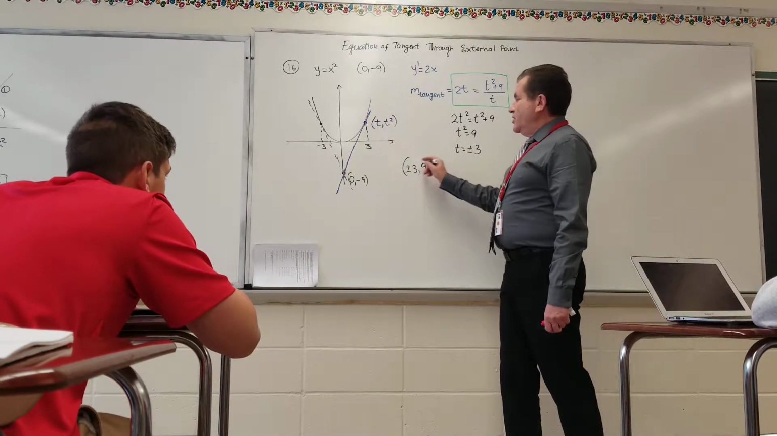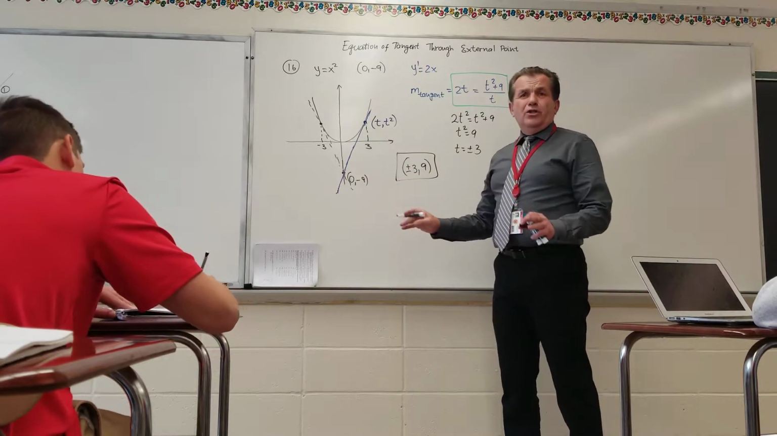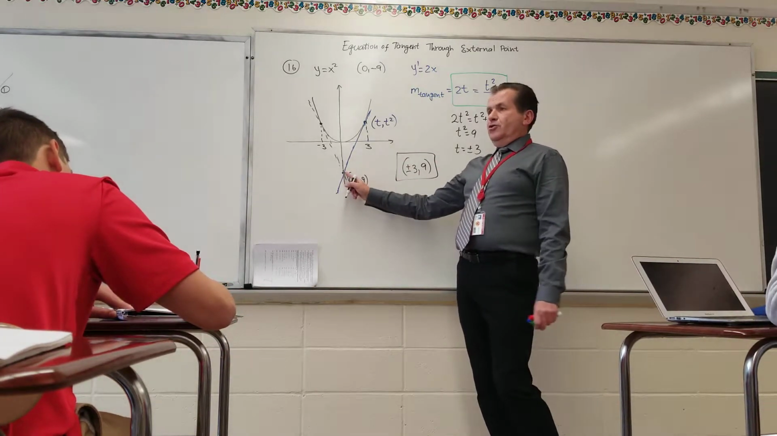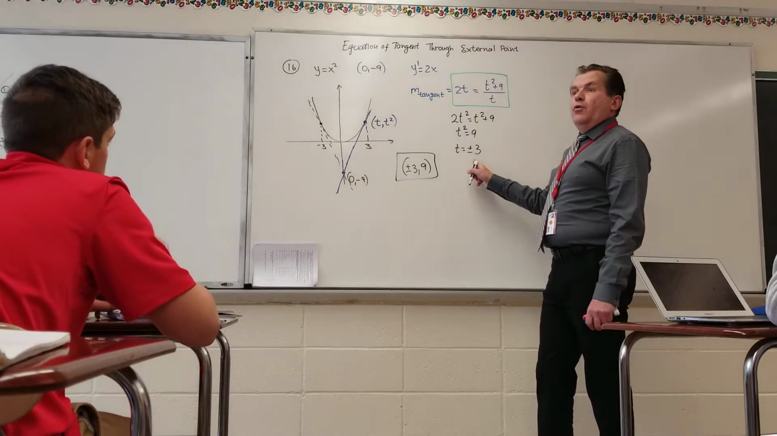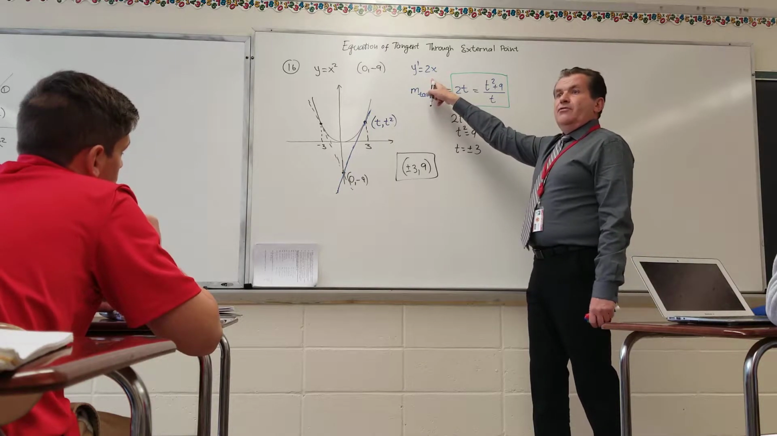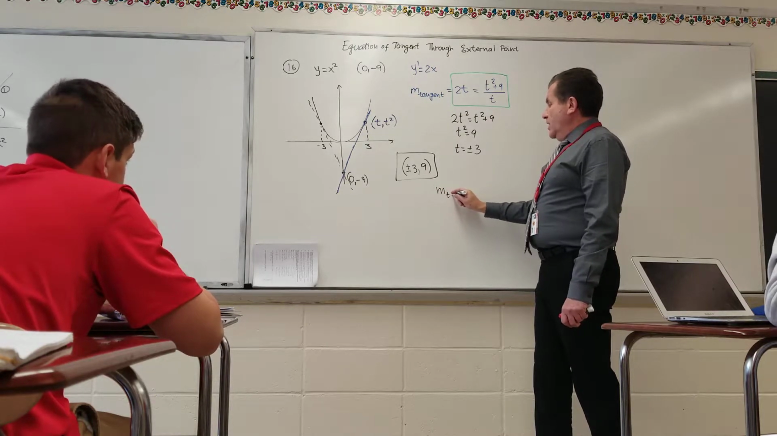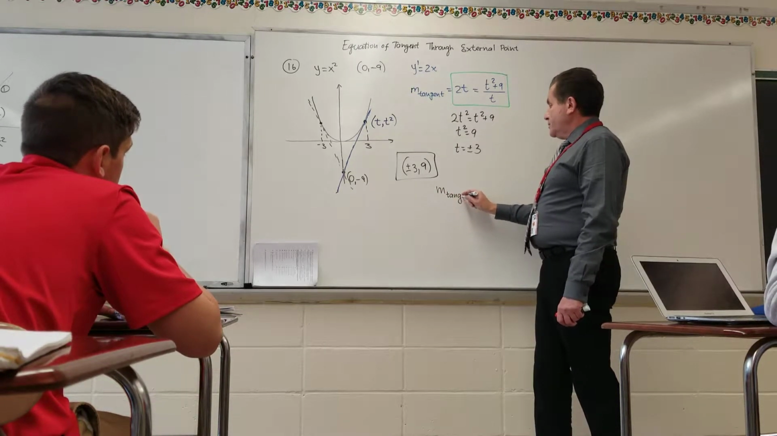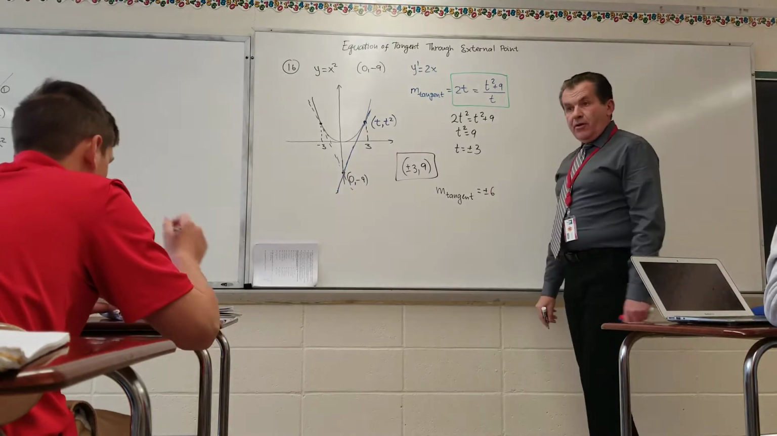But I don't even need this point actually. I don't really need it to find an equation of a tangent, because this one is easier to use. But I do need this guy to find the slope. I cannot find the slope without that. So now I know that my slope of the tangent is 6 or negative 6. Plus or minus 6, right?